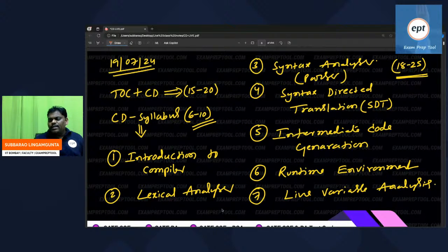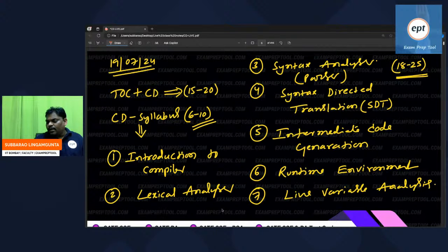Some people are asking me, sir, can you suggest a book? There is one book I can say: Compilers: Principles and Techniques by Aho, Ullman and Ravi Sethi. It contains approximately 1500 pages.